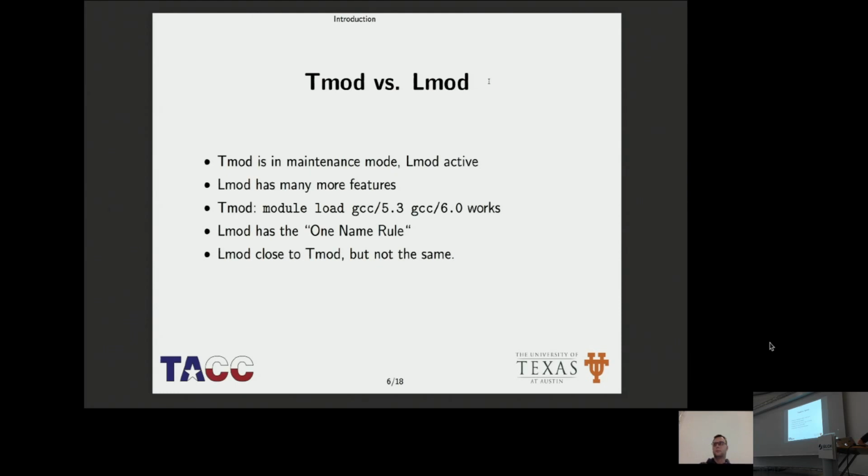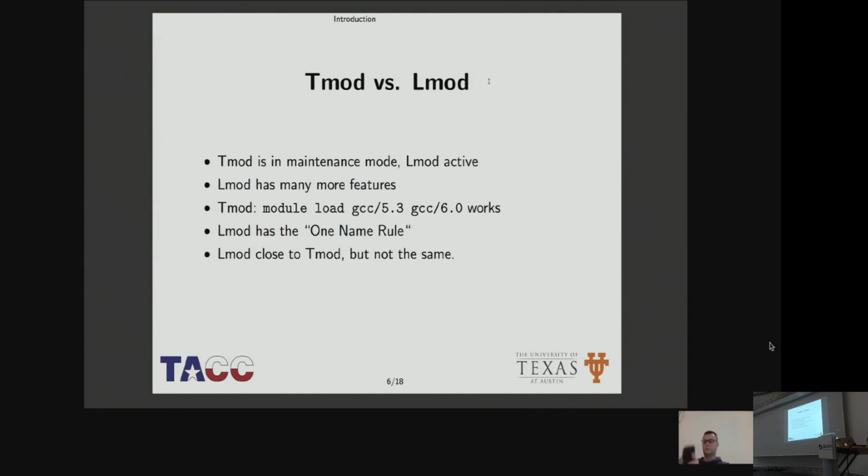Lmod has what I call the one name rule, which says you can only have one GCC loaded at a time. You can only have one Python loaded at a time. They have the same name, and what I mean by the short name: in this case, the full name of a module would be GCC/6.0. That's the full name. What I call the short name is GCC, and 6.0 is the version. So you only get one name, and the different versions knock each other out.